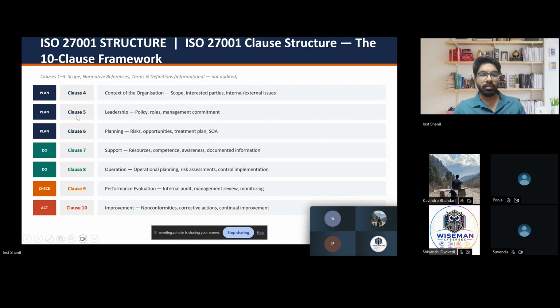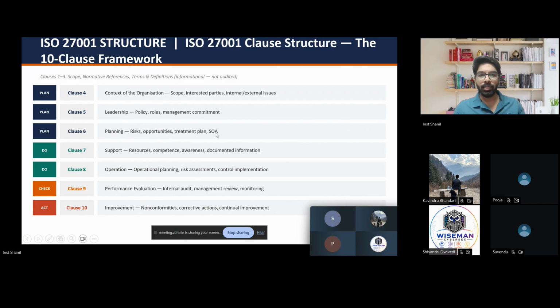This is just an index page. We'll be studying in detail in the later slides. Clause 5 talks about leadership, like the owners of the company, the policies, the roles, the management commitment. Clause 6 talks about planning, like identifying the risk, doing the risk assessment, identifying the opportunities, risk treatment plans, statement of applicability.